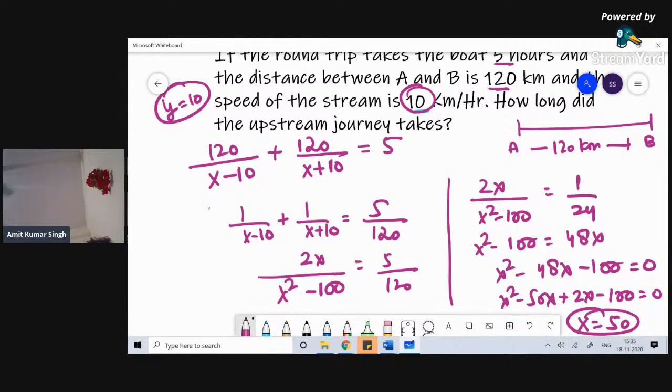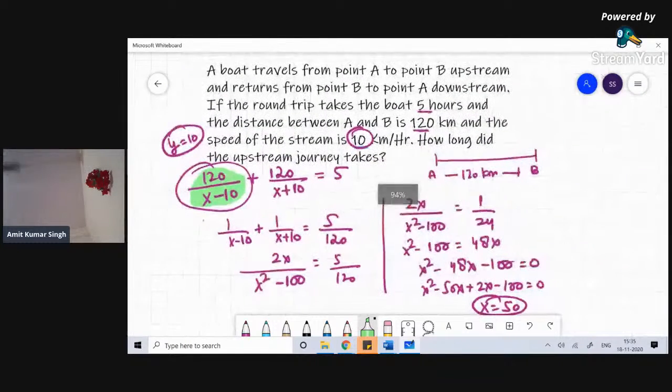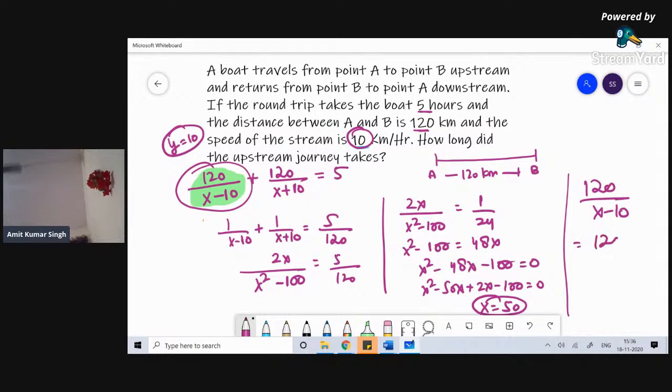Once you get the value of x, they are asking you this. So x is 50. 50 minus 10 is 40. 120 divided by 40 is 3 hours. They're asking you 120 divided by x minus 10. This is 120 divided by 40, means 3 hours.